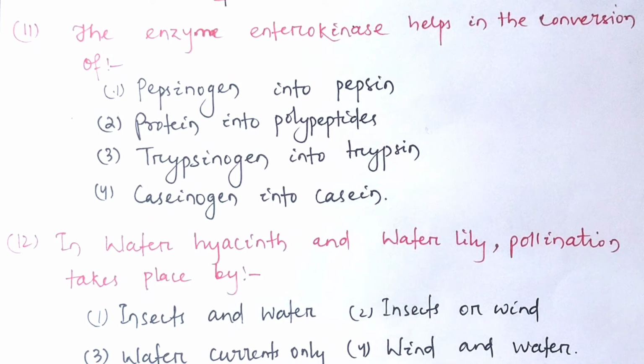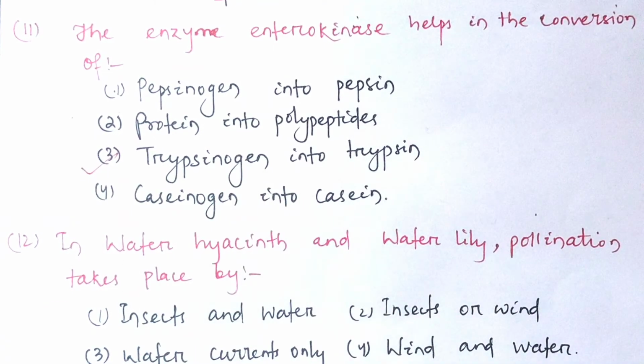Then question number 11. The enzyme enterokinase helps in the conversion of option 1 pepsinogen into pepsin, protein into polypeptides, trypsinogen into trypsin, caseinogen into casein. Enterokinase is a protease enzyme that specifically cleaves the acidic propeptide from trypsinogen to yield active trypsin. So the correct answer is from trypsinogen into trypsin.